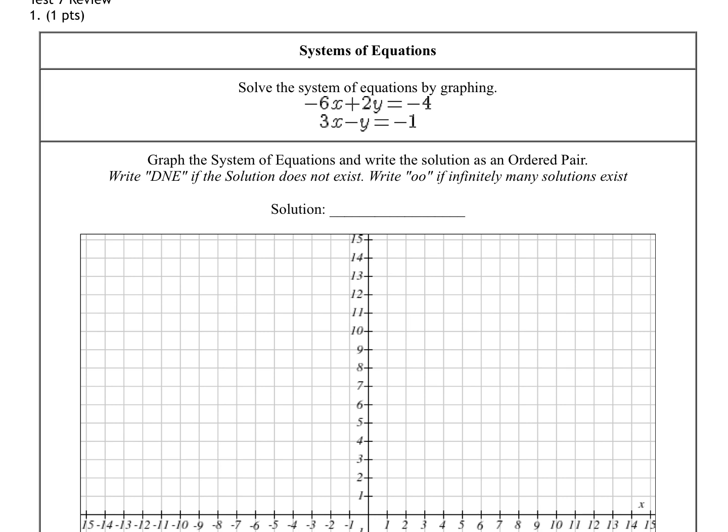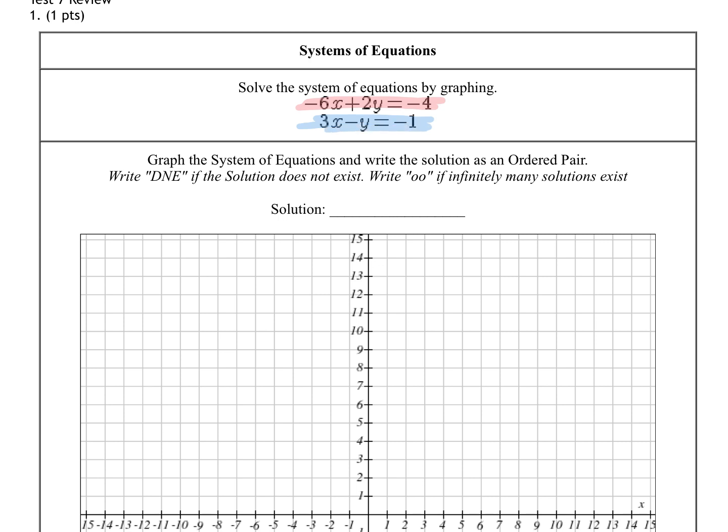So this is the Test 7 review. I will pick out a few and do these so that you can see some examples. So the first one is graphing, so solving a system of equations by graphing. We have two equations. We have the first equation and we have a second equation.